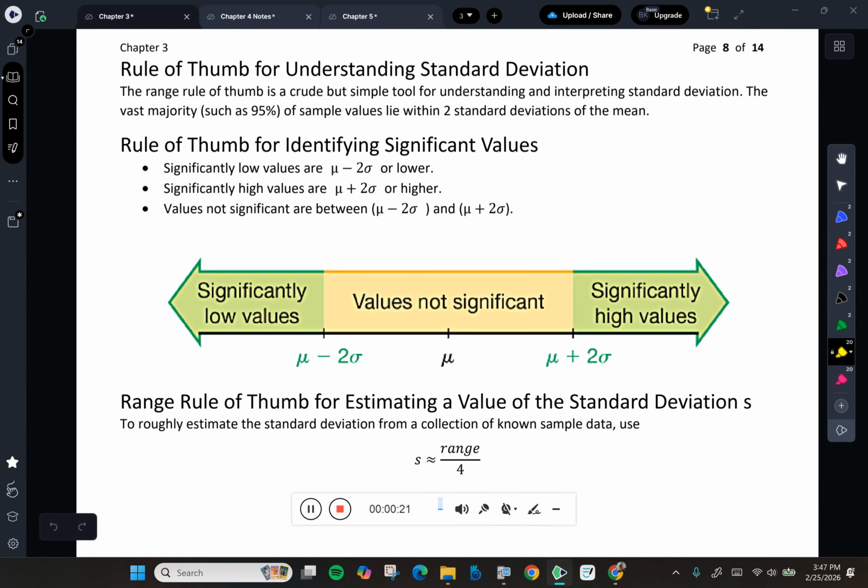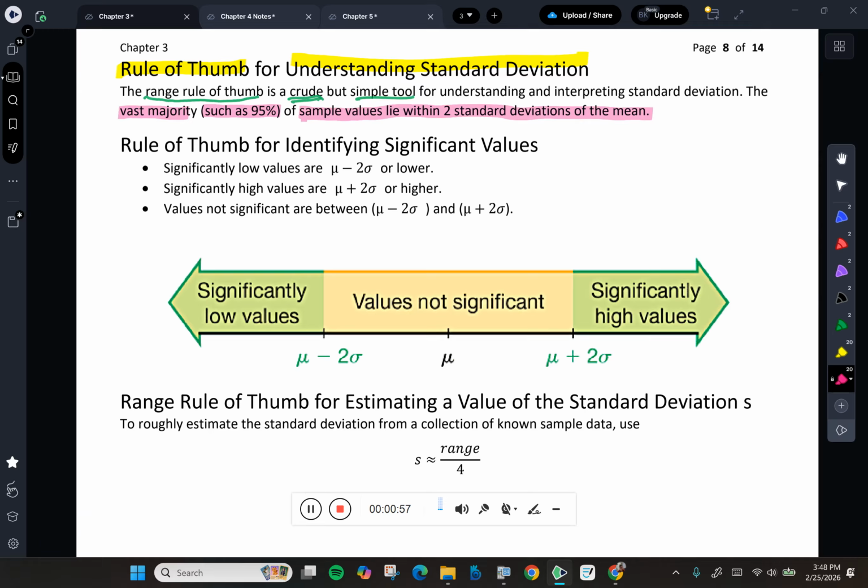All right, so let's take a look at the rule of thumb for understanding standard deviations. So the range rule of thumb, I don't love that name, but that's what this textbook uses for it, so we'll go with it. But it's a crude but simple tool for understanding and interpreting standard deviations. And basically the argument is that about 95%, the vast majority, of sample values lie within two standard deviations of the mean.